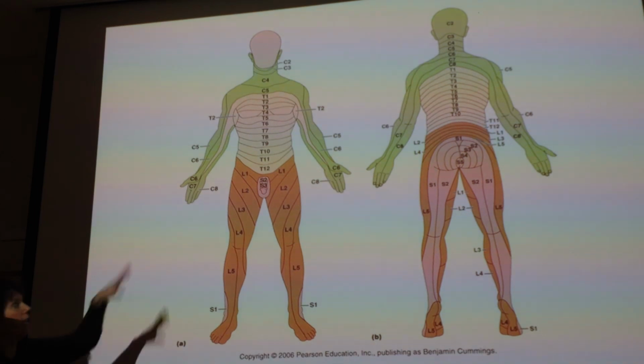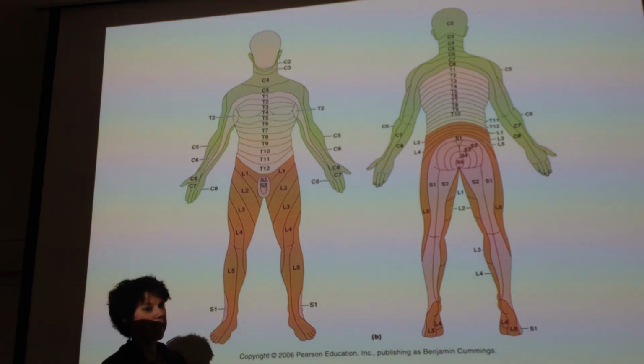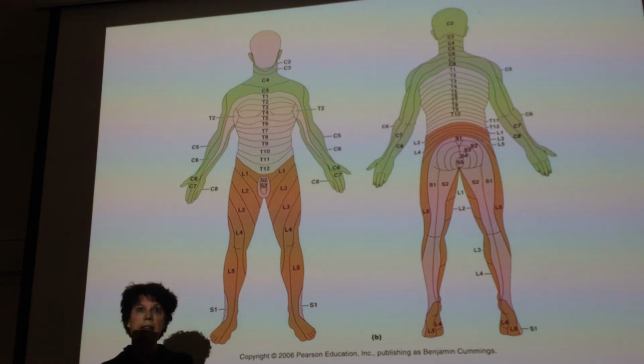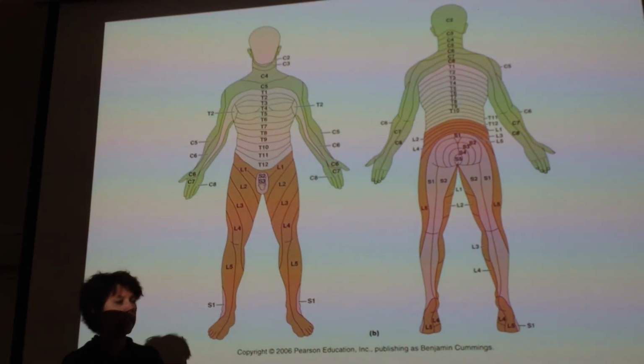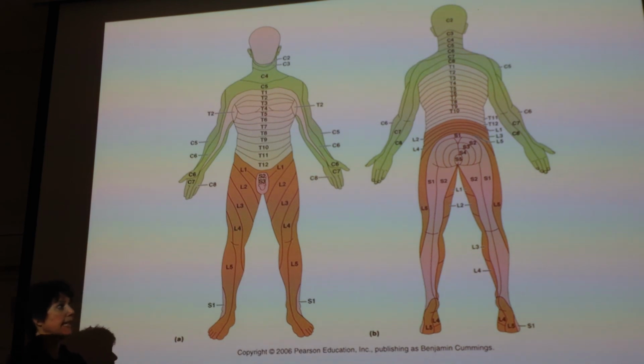If we follow that down, you can see that the thumb and lateral aspect of the hand is done by C6. So recognize that the thumb is C6 and the little finger is C8. Again, this is sensory innervation. If we look at the chest level, the nipple level is T4.